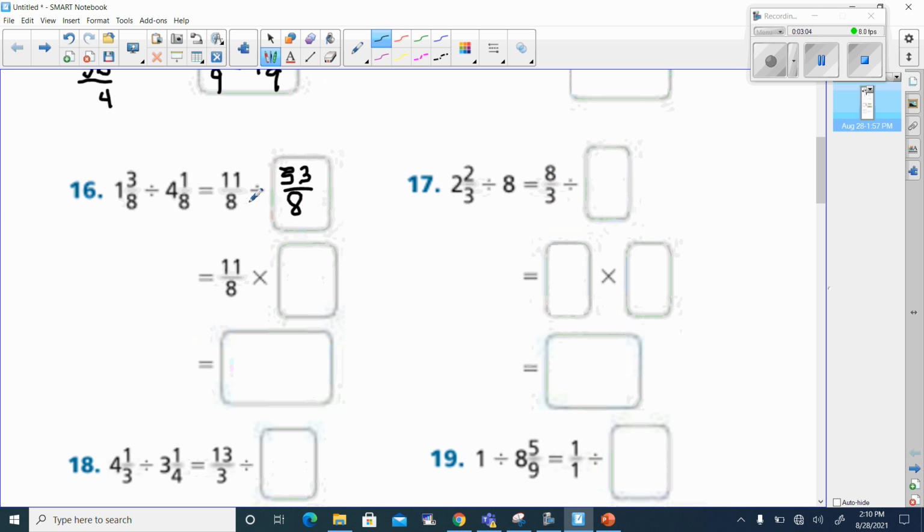Okay, and now we're doing keep, change, flip, right? Keep change flip. We keep the first fraction the same. We change from division to multiplication. Now we flip it to 8 over 33. All right, and now we can't use the butterfly method. I think the book is going to ask us to just work it out. 11 times 8 will be 88.